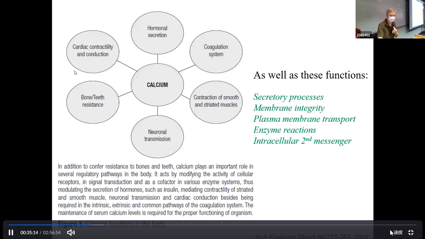Calcium, as mentioned, plays many different biological roles: in your bone, in your teeth, in contraction of muscle as well as your heart, hormone secretions, coagulation, neurotransmission, etc.